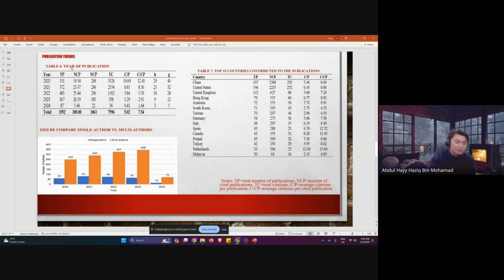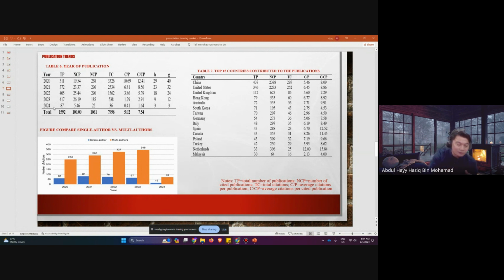Next is the publication trend. It's quite good to see that this publication trend is quite astonishing, because in 2020 total publications is 311, 2021 is 372, 2022 is 405, and 2023 is 417, so the pattern keeps increasing each year.